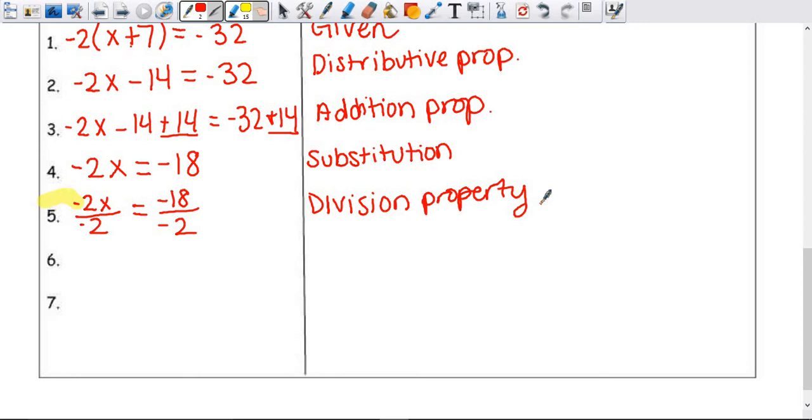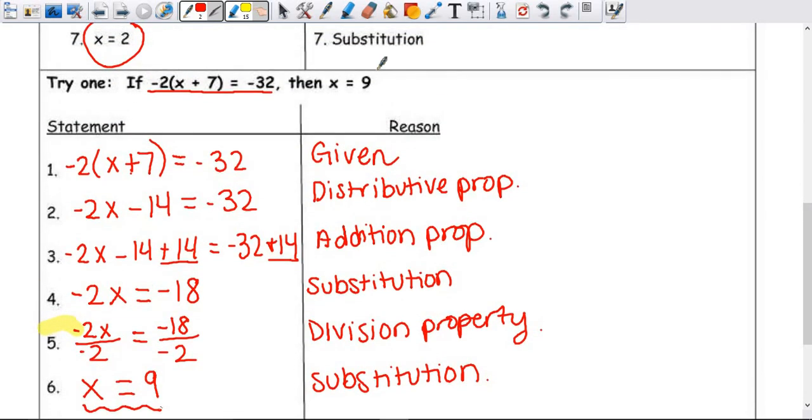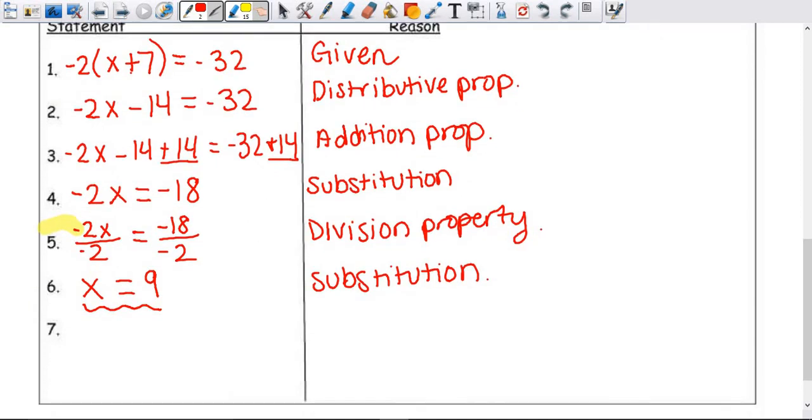Negative 2 divided by negative 2 is 1, so we are left with 1x over here. And negative 18 divided by negative 2 is 9. Okay, by the substitution property. All right, and since we ended at our conclusion of our if-then statement right here, then we are done with this proof. So this one only took 6 steps.